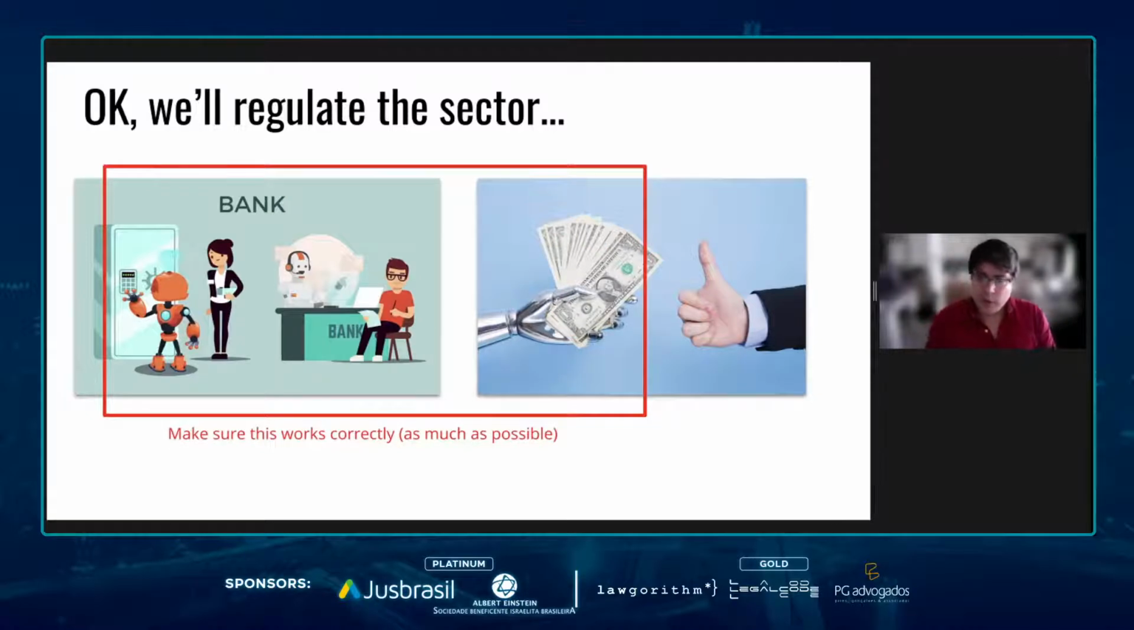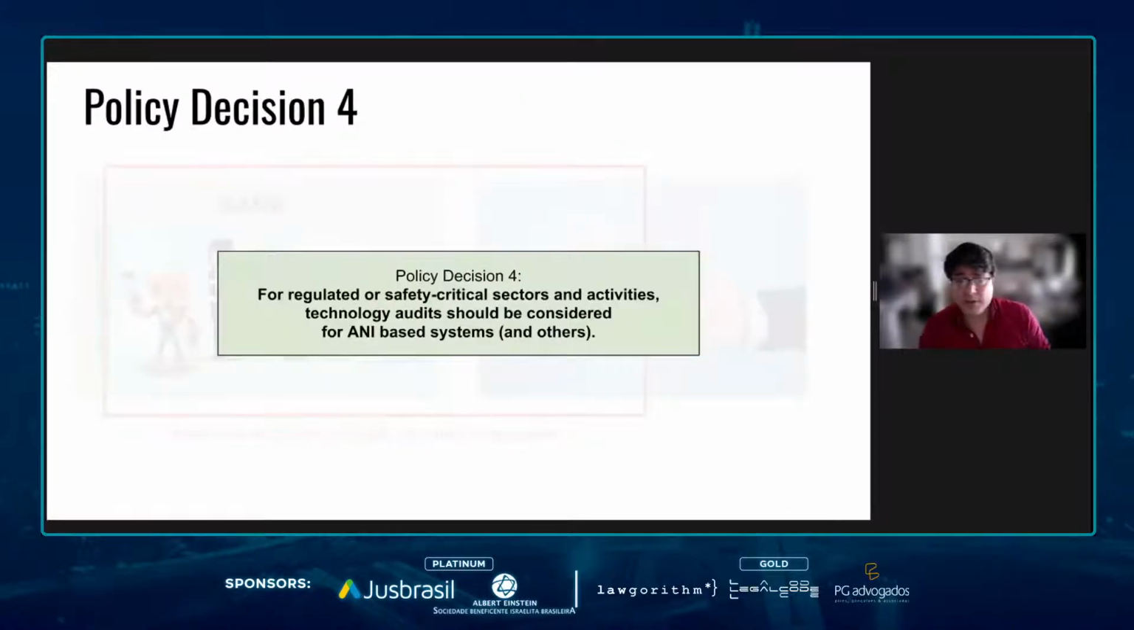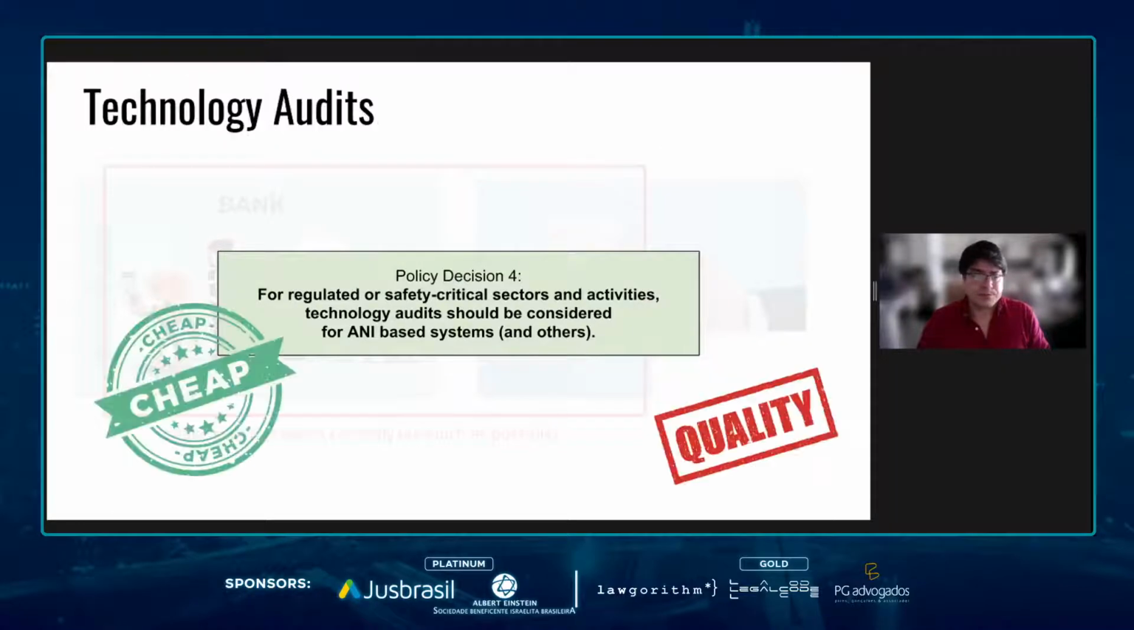So what we started with is assuring that the software used in these types of regulated sectors and instances, and safety critical systems, is fit for purpose. So the fourth policy decision that we looked at was that for regulated and safety critical sectors and activities, technology audits need to be considered, especially if they're AI, artificial narrow intelligence-based systems.